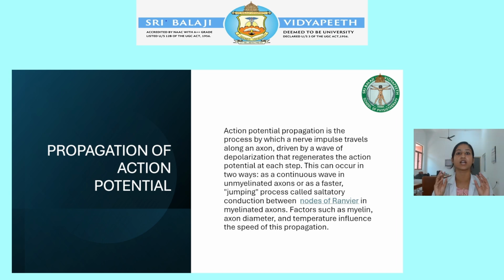So propagation of action potential is nothing but carrying nerve impulses along the axons. There will be a depolarization wave, and at that time the action potential is generated. The action potential is generated in either of two ways, either by an unmyelinated axon or by a myelinated axon. In an unmyelinated axon, the process is a continuous wave, and in a myelinated axon it is a jumping process, from one node to another node. So this is the outline of the propagation of the action potential.